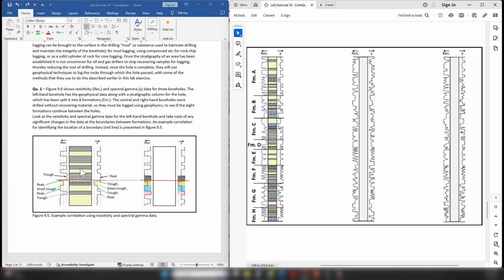Now, in order to correlate between these two locations, what you have to do is you have to look for the same features in the data.